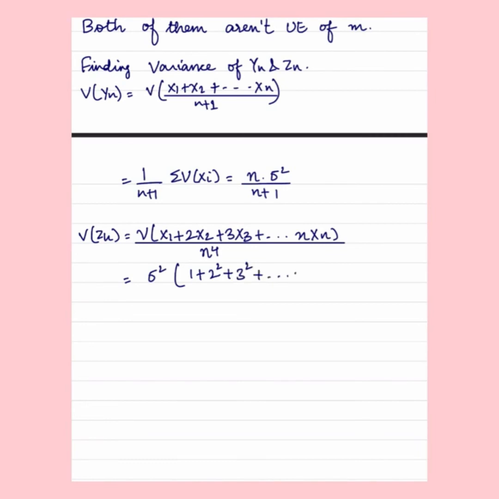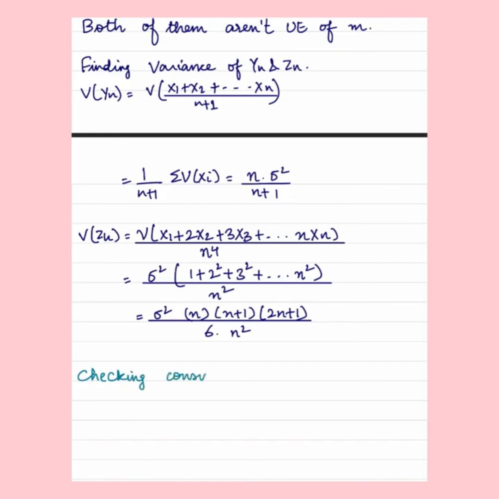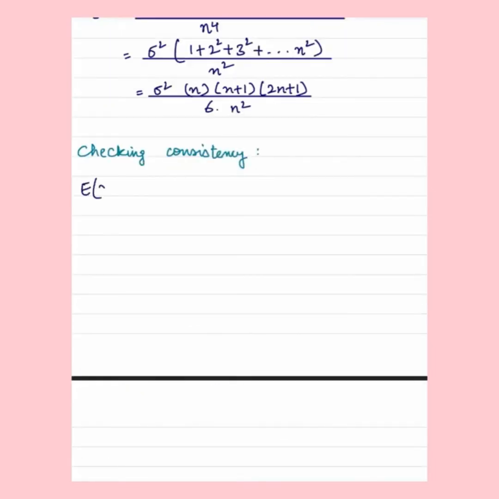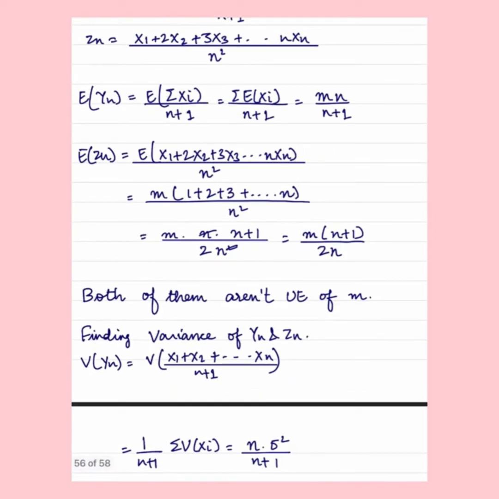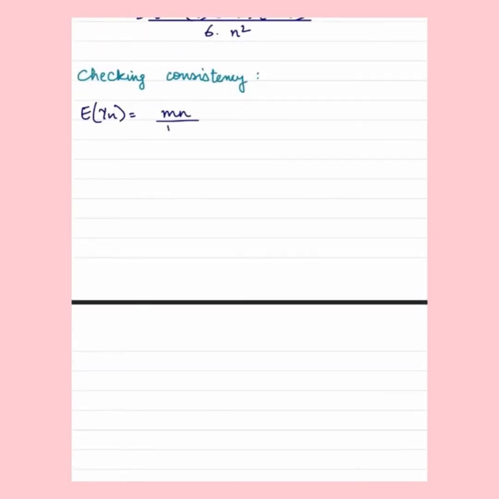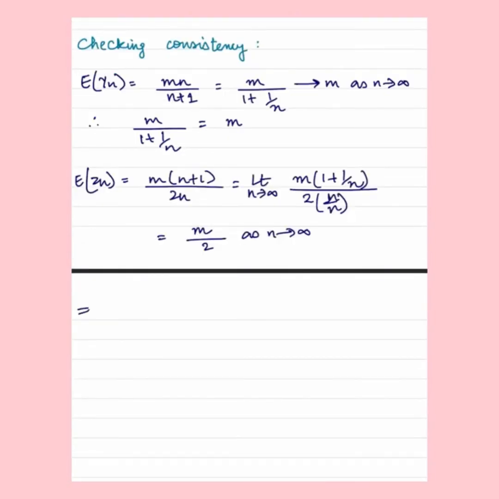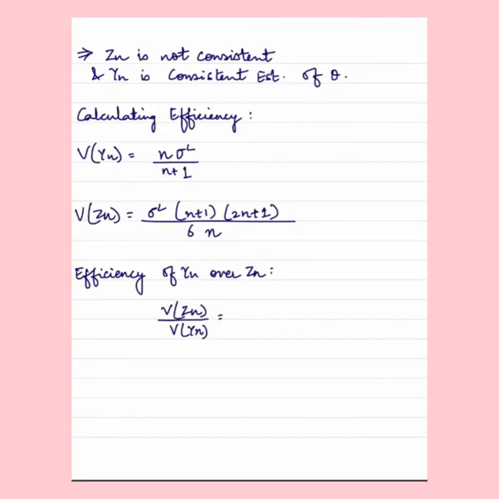So we find that variance of Yn equals to n upon n plus 1 sigma square and variance of Zn equals to n plus 1 into 2n plus 1 upon 6n square. So we will check the consistency. Expected value of Yn equals to mn upon n plus 1, which tends to m as n tends to infinity, and expected value of Zn tends to m by 2 if n tends to infinity. So Zn is certainly not consistent, but Yn is consistent for m.